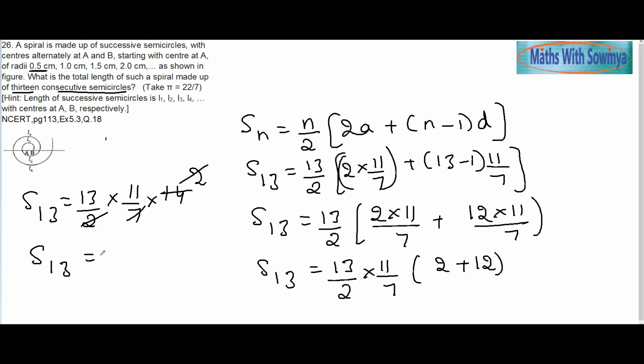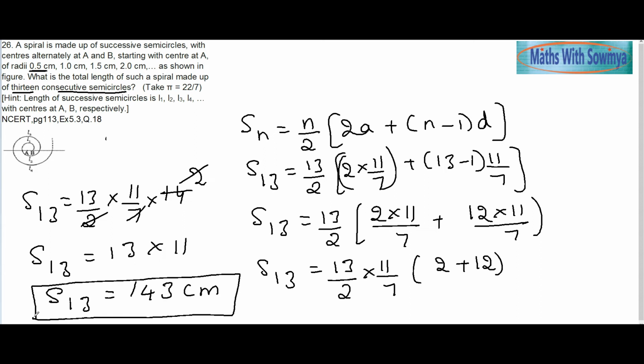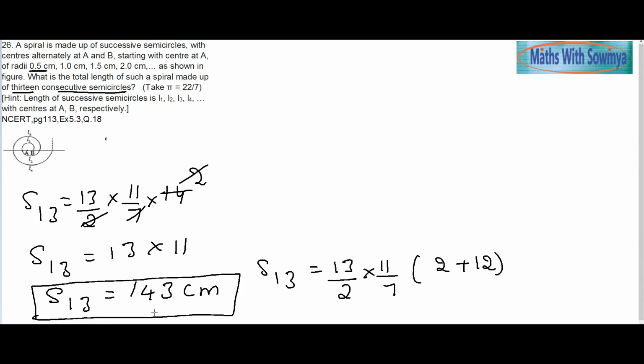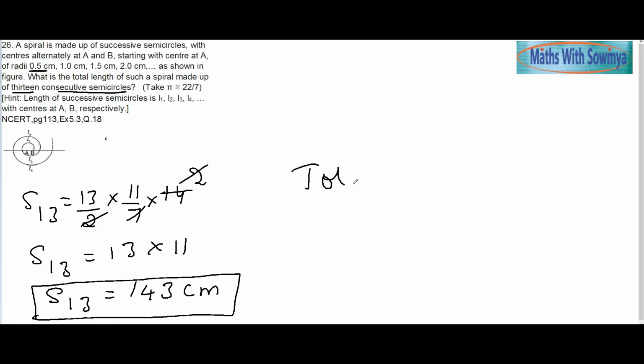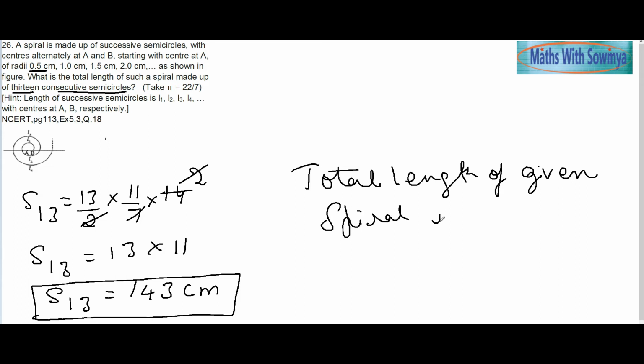So 13 into 11 is 143. As everything is given in centimeters, you can keep the answer in centimeters and give the final answer. Thus the total length of the consecutive semicircles, that is the spiral made up, so the total length of the given spiral is 143 centimeters.